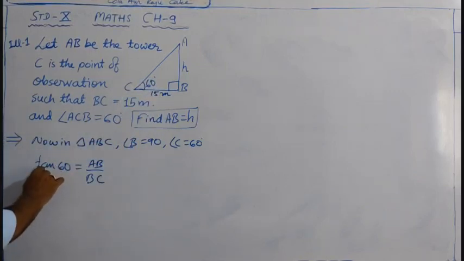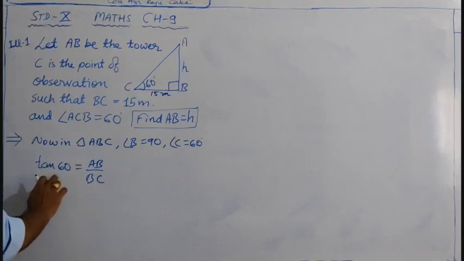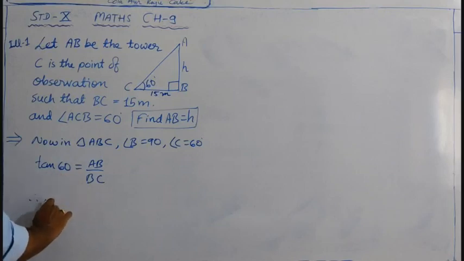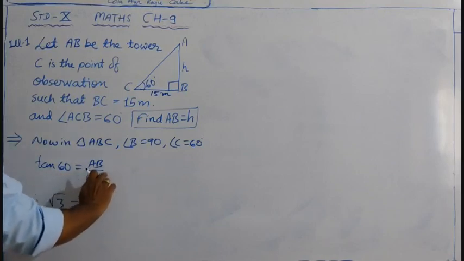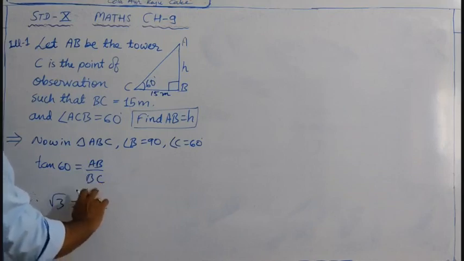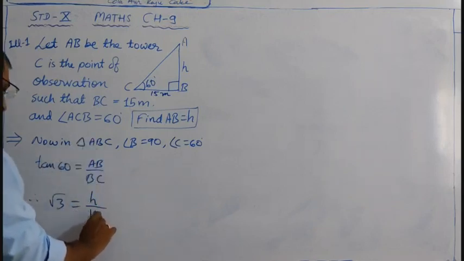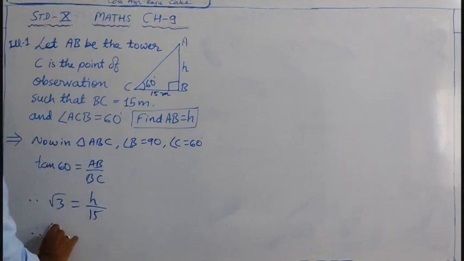Now tan 60, what is tan 60? Tan 60 is equal to 1 by tan 30, that is 1 by 1 by root 3, so tan 60 is equal to root 3. So we have to remember the trigonometric ratios. AB is the height that we have to calculate, and BC is 15 meter, and therefore we will get H is equal to 15 multiplied by root 3 meter.